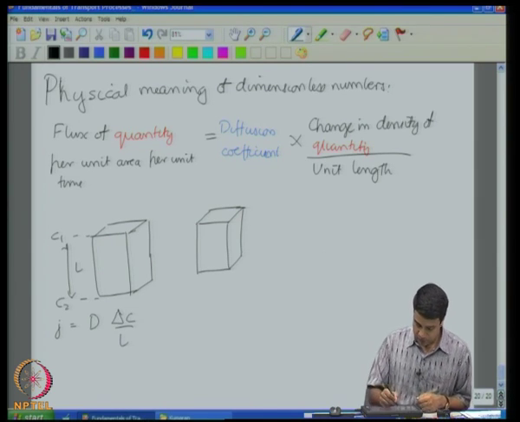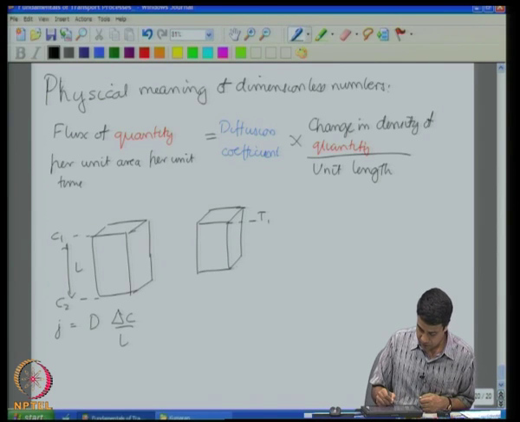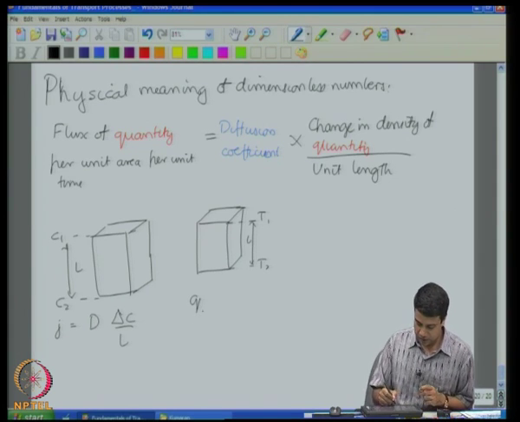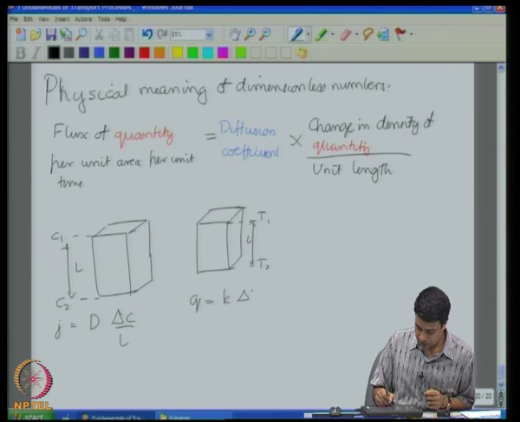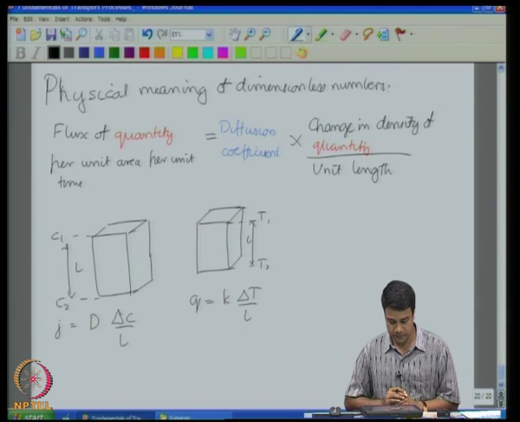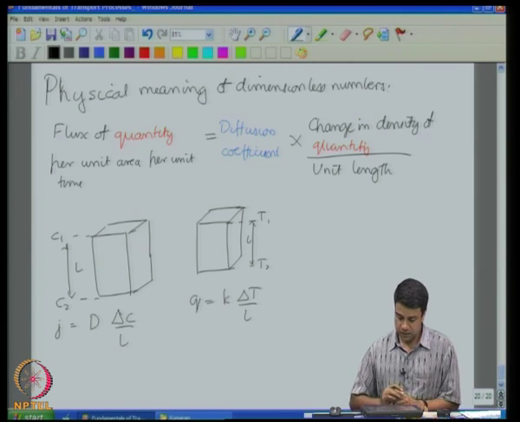Okay. And if I have two temperatures T1 and T2 across a length L, the heat flux Q per unit area per unit time is equal to K into delta T by L. The heat flux is equal to K times delta T by L. Flux of quantity per unit area per unit time, flux of energy per unit area per unit time. The quantity is energy. So, flux of energy per unit area per unit time is equal to K delta T by L. This is not in the form of a difference in the energy density.